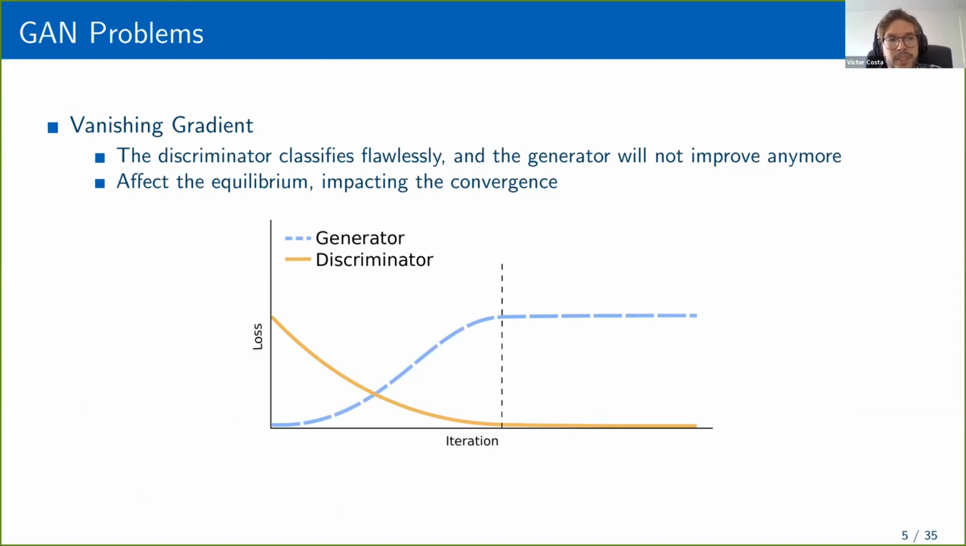But the training of GANs suffers from some stability issues. The first issue that I want to mention here is the vanishing gradient. This problem occurs when the discriminator classifies almost perfectly the samples and successfully distinguishes between samples created by the generator and samples from the input dataset. In this case, the generator stops improving, and this affects the stability of the training process. You can see here a representation of this problem.